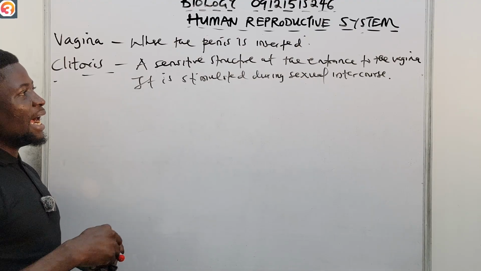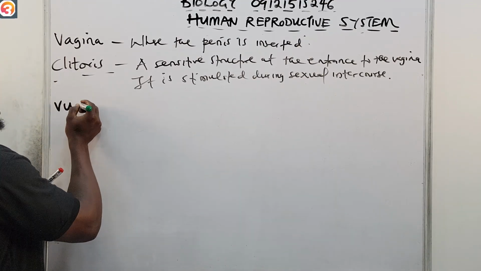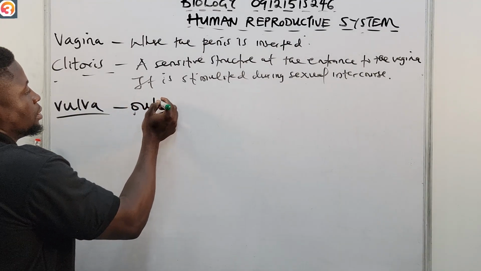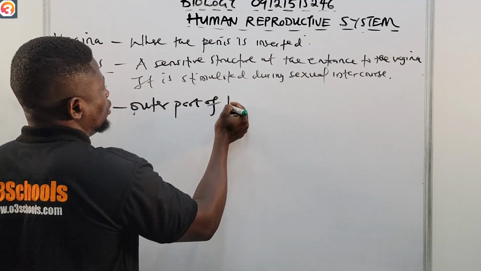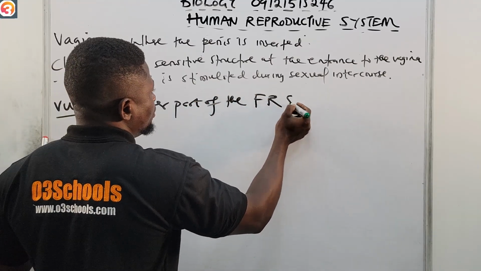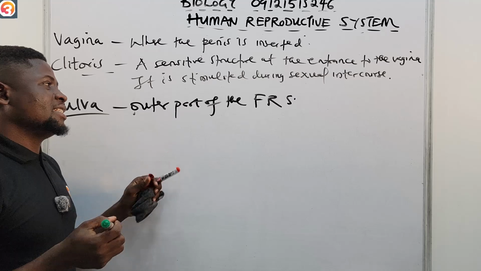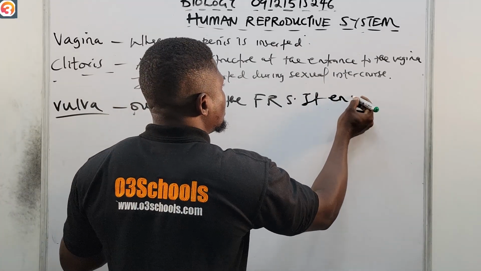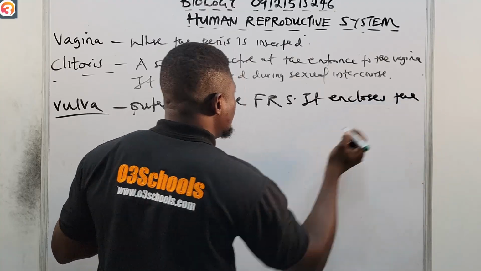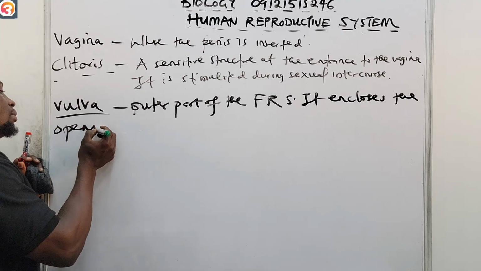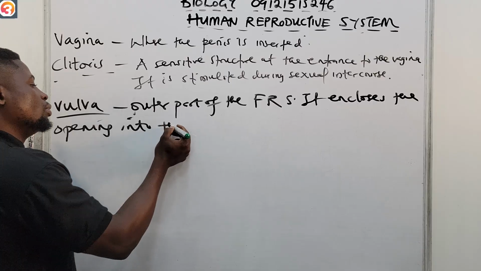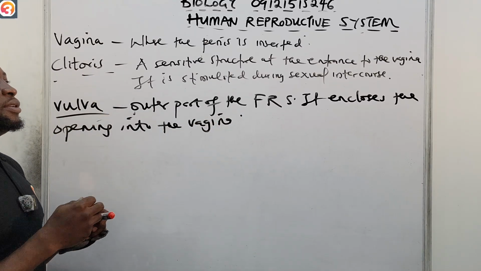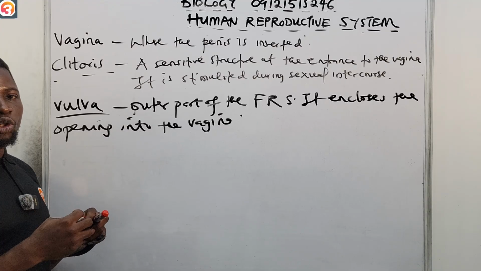Then also we have the vulva. This vulva is the outer part of the female reproductive system. It encloses the opening into the vagina. So the vulva is the outer part of the female reproductive system. It encloses the opening into the vagina.